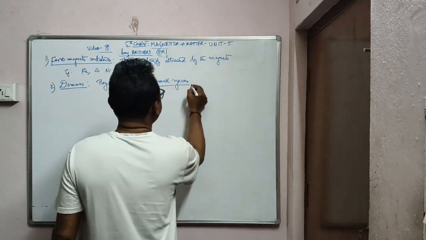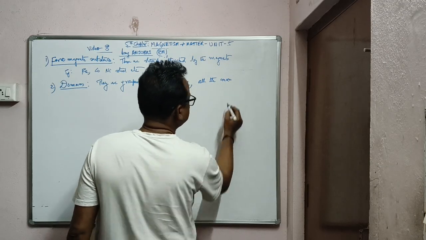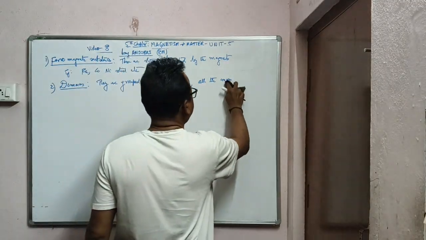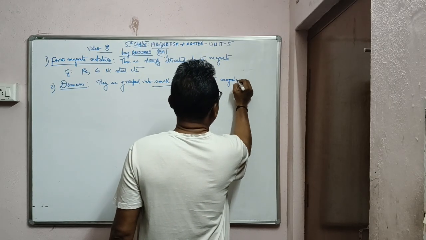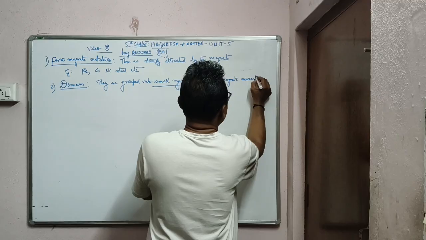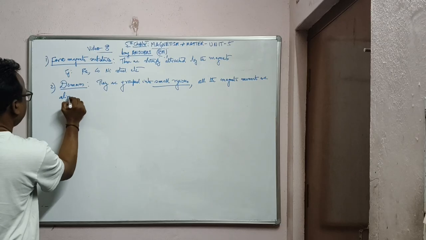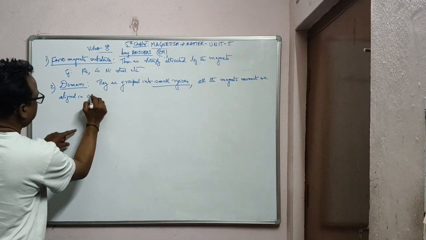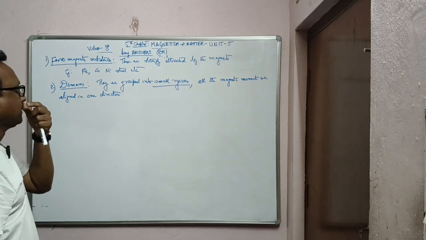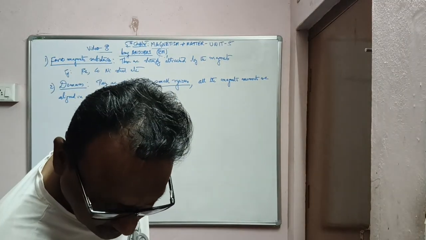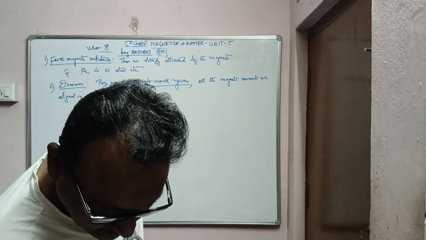They are grouped into small regions and all the magnetic moments are aligned in one direction. Are you writing? All the magnetic moments are aligned in one direction, the same direction. Very important properties. Clear?